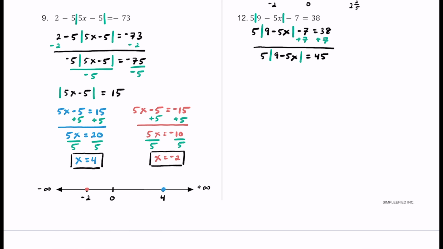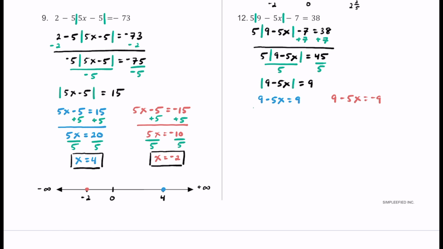Next, to get rid of the 5, let's go ahead and divide both sides by 5. And if we divide both sides by 5, then these 5's are going to cancel with each other, so we're left with the absolute value of 9 minus 5x. And then on the right side, 45 divided by 5 is going to equal positive 9. At this point, we can split into two different equations and say 9 minus 5x is equal to positive 9. And for our second equation, we can say 9 minus 5x is equal to negative 9.